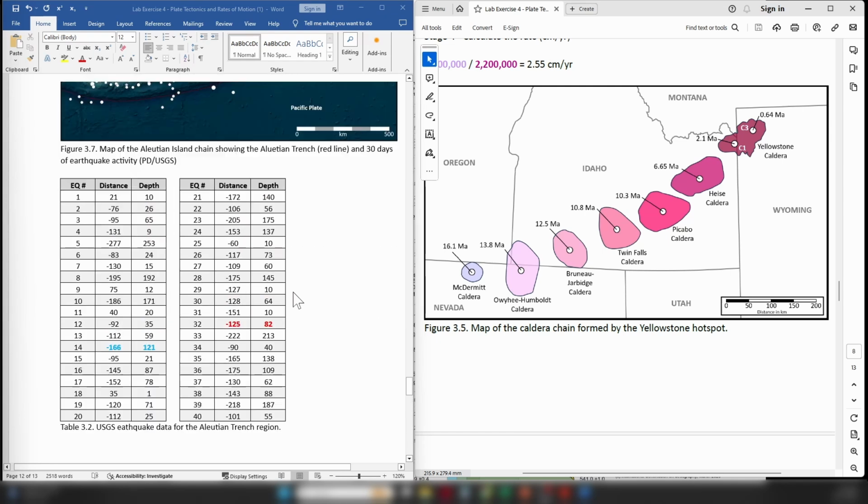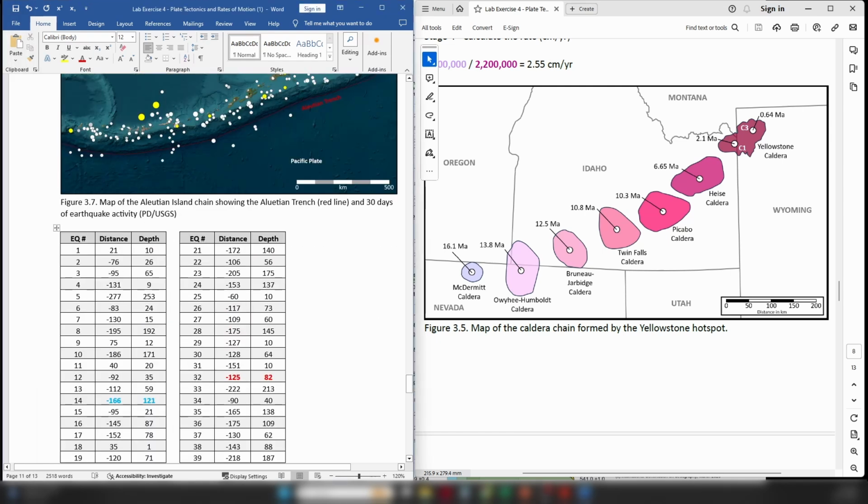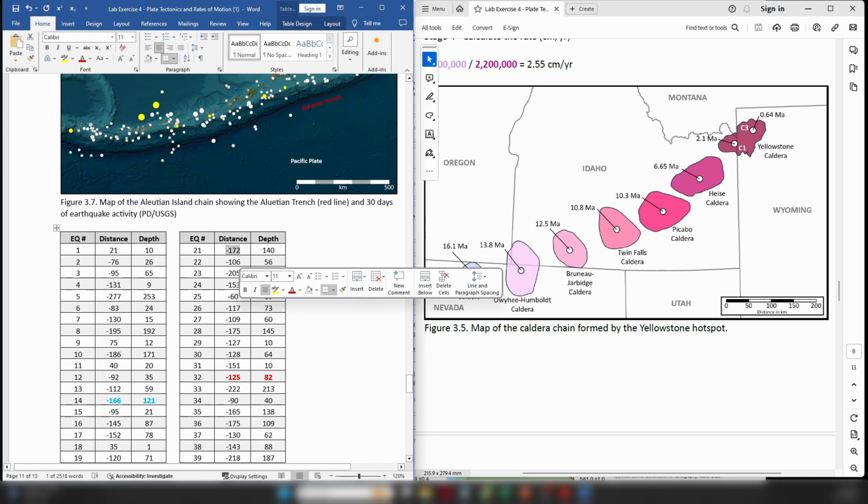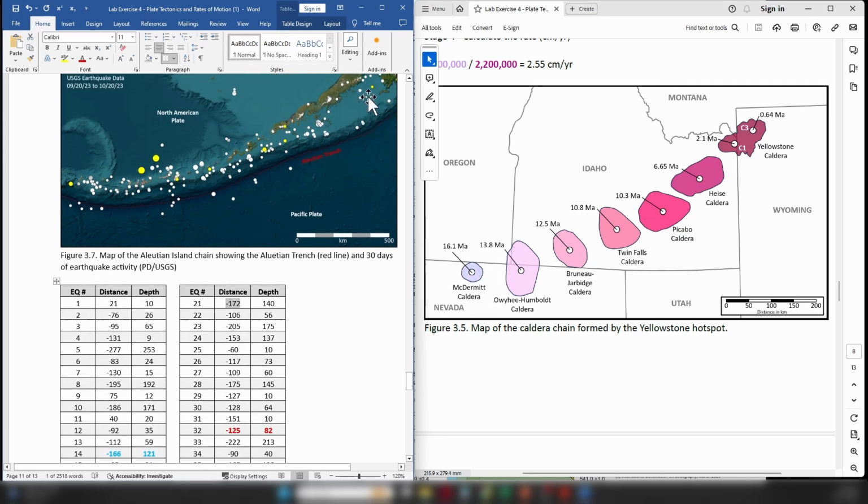Okay, so when you look at this table of data, if you see a positive value like 21 here, you know that the earthquake must be one of these to the south and southeast of the trench, whereas if you see a negative value like that one there, you know that it must be one of these earthquakes to the north or northwest of the trench.